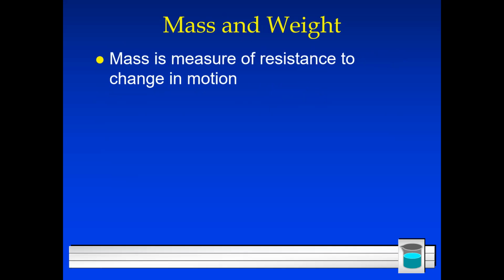Mass is the measure of the resistance to a change in motion. That's one definition of mass. Mass is also the amount of substance or the amount of matter contained in anything. Weight, on the other side, is the force of gravity. A lot of people get those two confused, mass and weight. Now, if you were an astronaut, right, and you went to the moon, your weight would change, but the mass would remain the same.